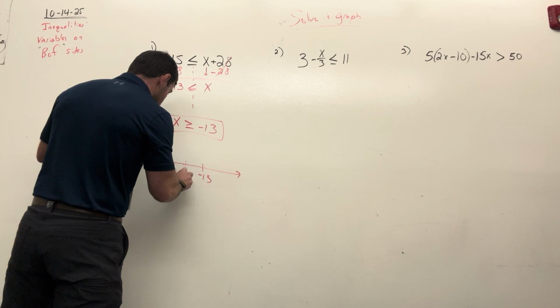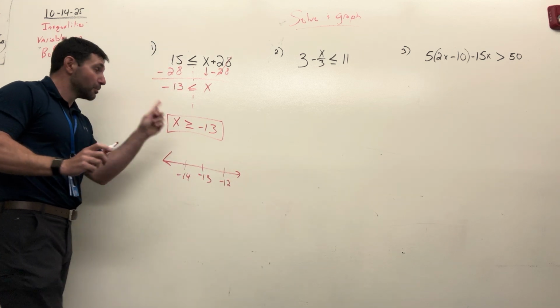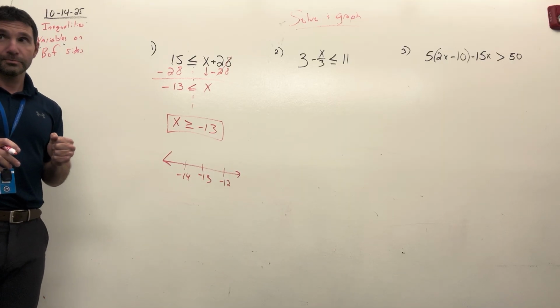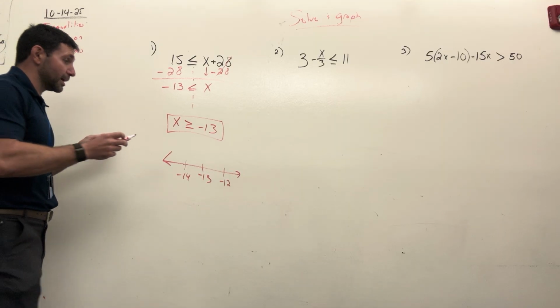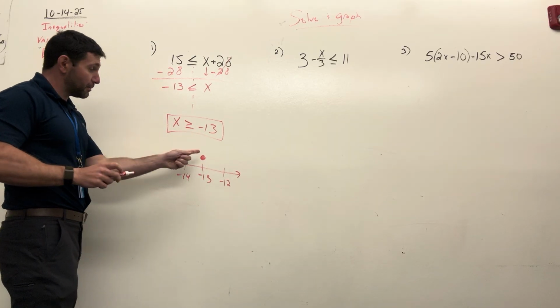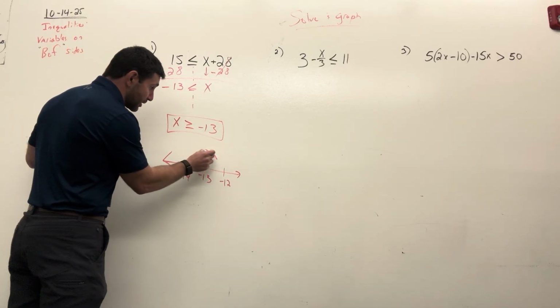Can I do the next one? If you can be a little bit more concise, yes. But we're not done. Closed circle or open circle? Open. I mean closed. Why? Because it has a line under it. Yeah, because it has the equal to sign underneath it. That means we are including -13 in the answer. The nose goes this way, so we shade that way.